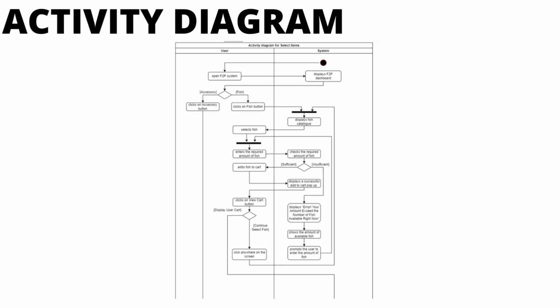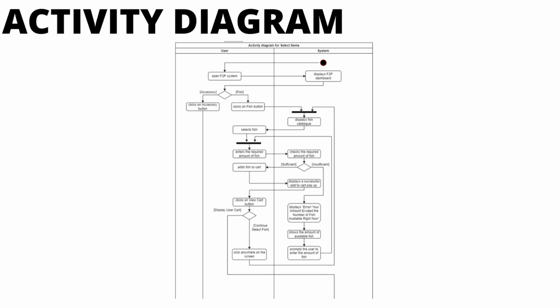Okay, next. If the user selects fish and enters the required amount of fish, the system will check the required amount of fish. If sufficient, the fish will be added to the cart, and the system will display a successful add to cart pop-up. If the fish is insufficient, the system will display an error: your amount exceeds the number of fish available right now, and the system will show the amount of available fish. Then it will prompt the user to enter the amount of fish.